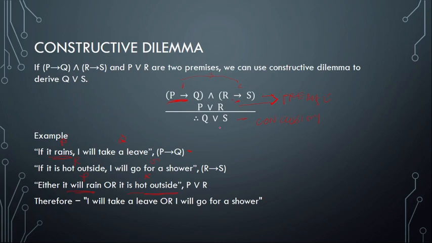So for the conclusion, you just take the statements assigned to those variables. So this is the Q: I will take a leave. Then the connective, don't forget the connective: or I will go for a shower, and that is the S. Just watch out for the variables assigned to each proposition or statement.